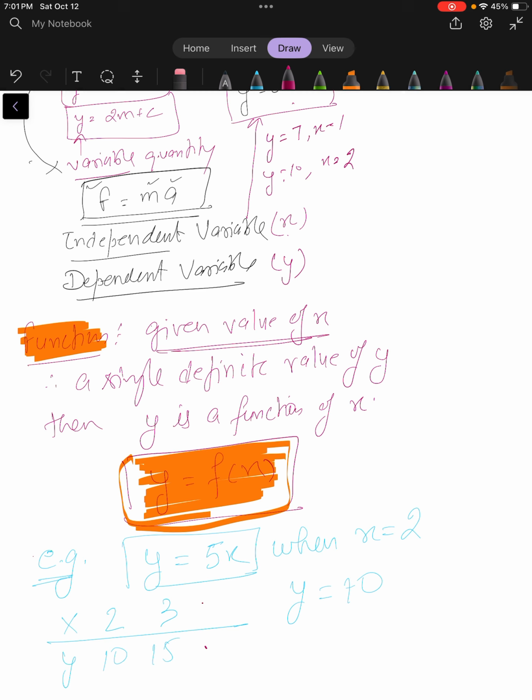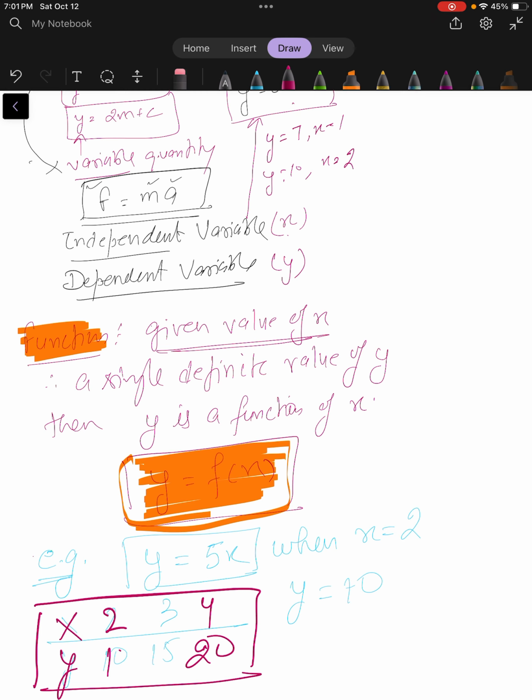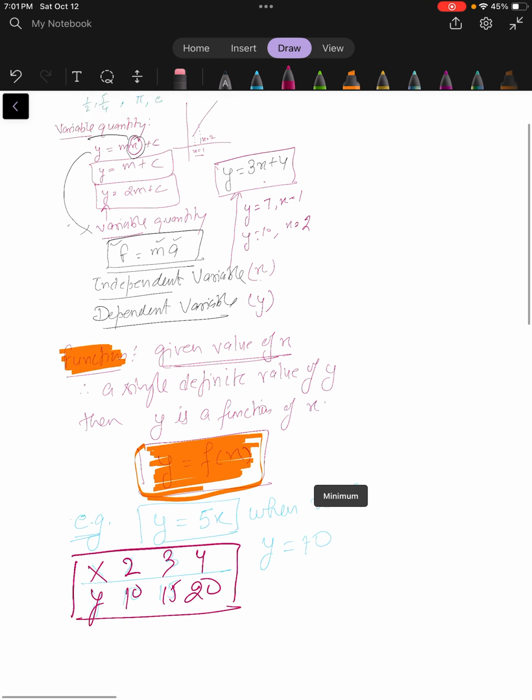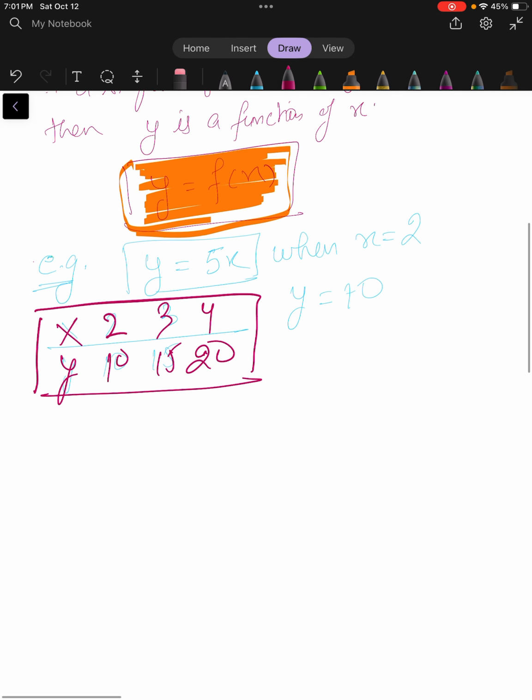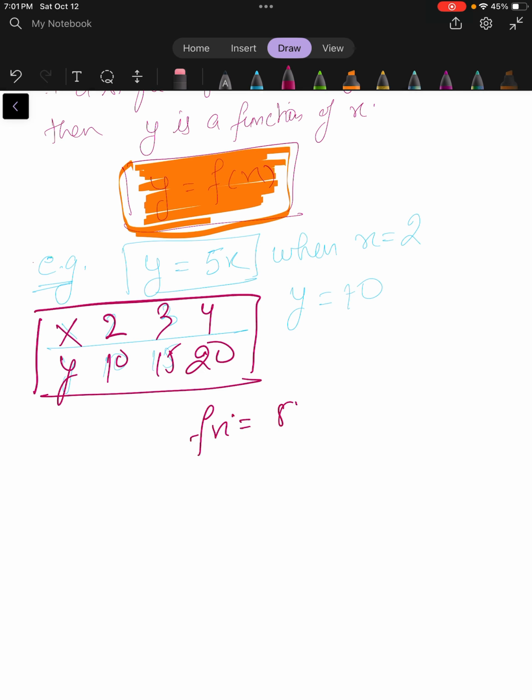Okay, so if I consider here 4, this will be 20. So these are the values when I substitute x and y: 2, 10, 3 and 15. So these are the values over here. So now what is the conclusion from this one? So this one we will define that the value of y, so here this f(x), what is the value of f(x)? f(x) is equal to 5x. So this value of x is whatever value that we are substituting here.